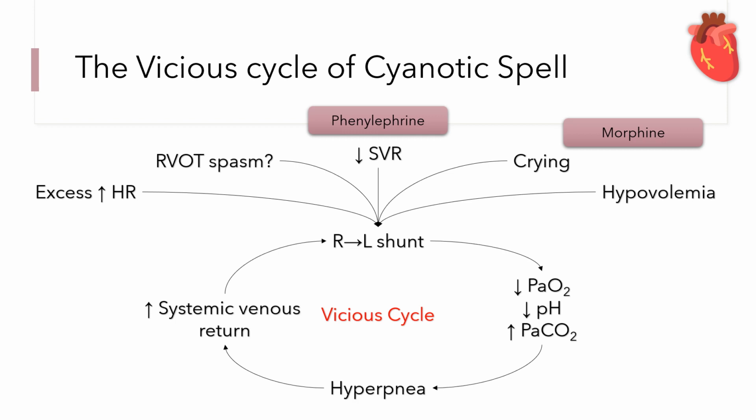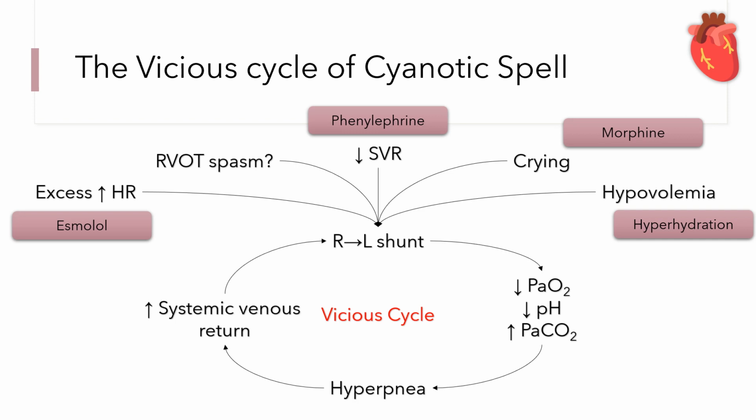Third thing, hypovolemia was precipitating the right to left shunt. So what can we do? We can give hyperhydration. That means we can give a fluid bolus to correct the hypovolemia. Next thing, excess increase in heart rate was causing the right to left shunt to be increased. So to decrease the tachycardia, we can give a beta blocker.